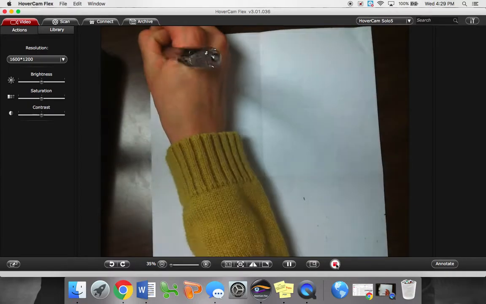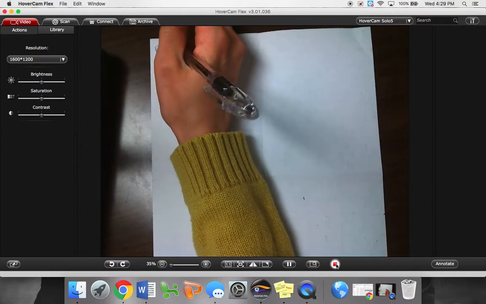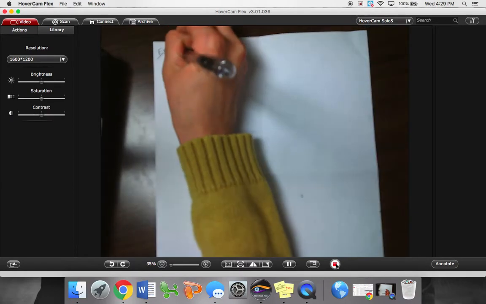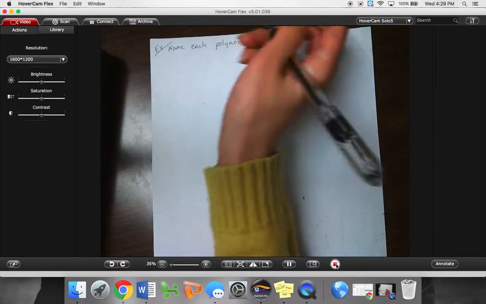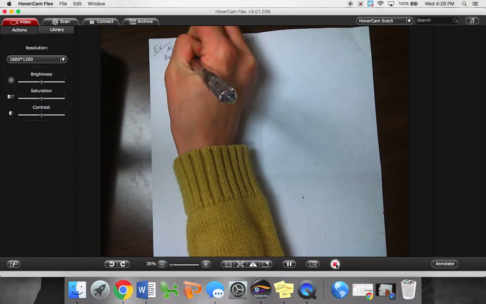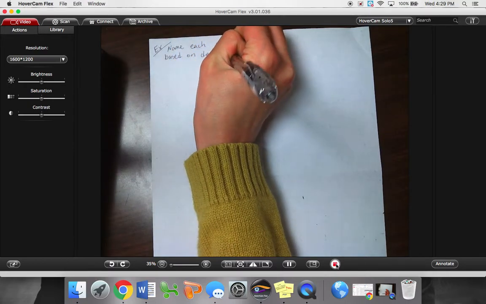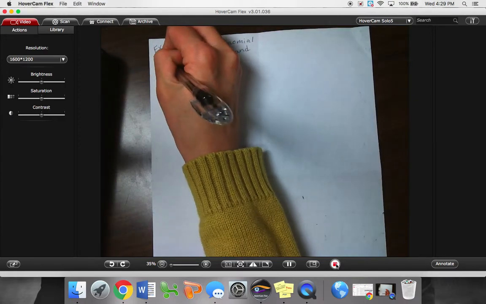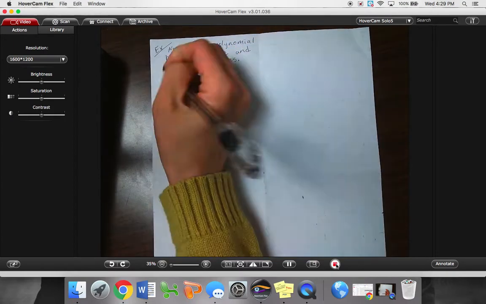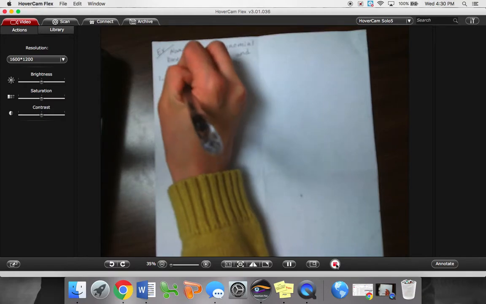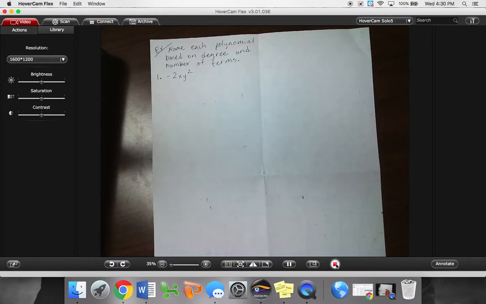Okay, so in this first box, the directions are going to be: name each polynomial based on degree and number of terms. So first, negative 2xy squared. Name each polynomial based on degree and number of terms. If you need more time to get caught up to this, you can always pause the video.